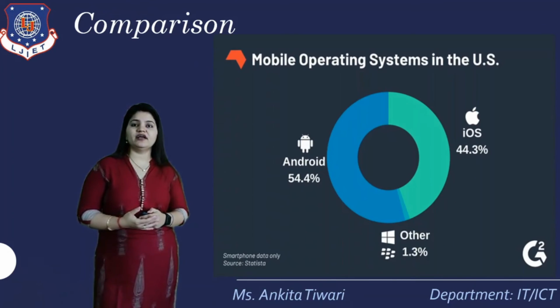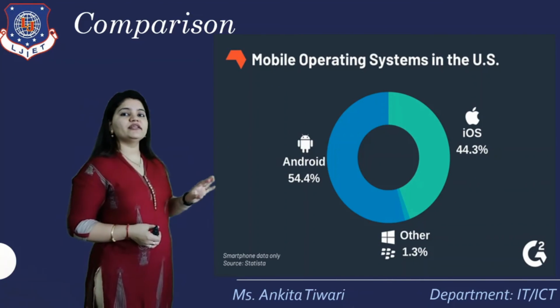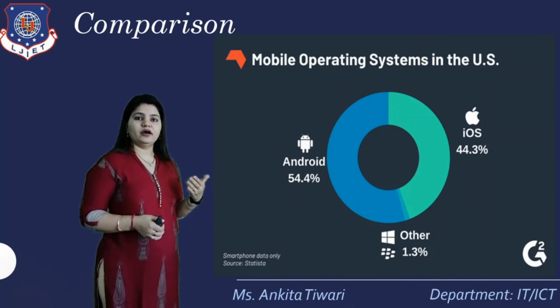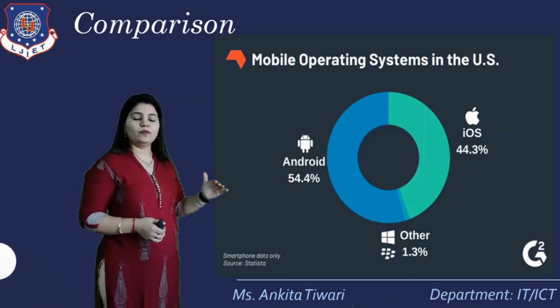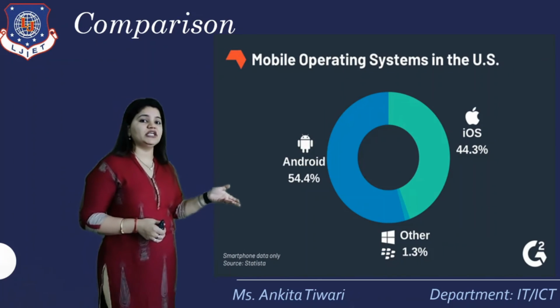Okay, so we can say that here the comparison chart is there. As you can see, this chart includes three operating systems: Android, iOS and others. Others include Windows and many more. Here the percentage has been defined. I have given you the chart with respect to the US.